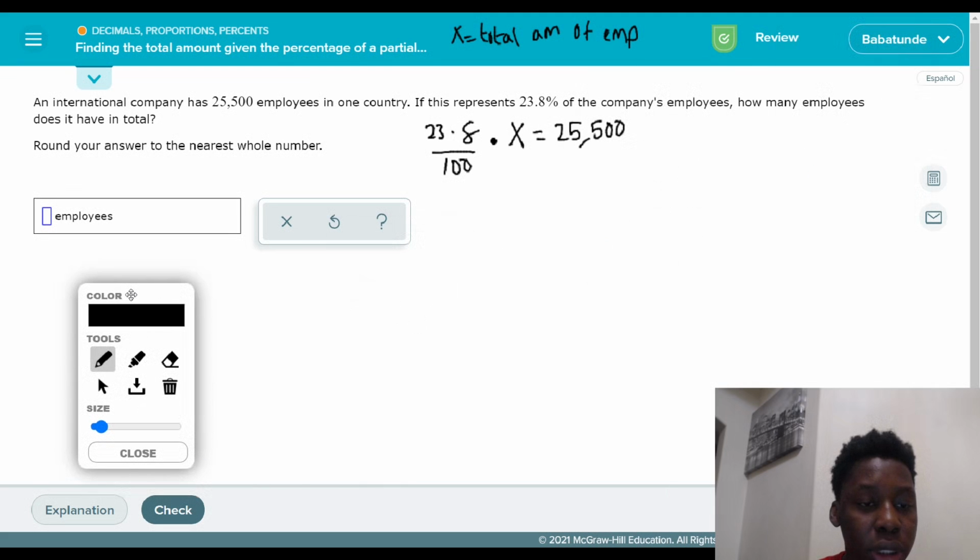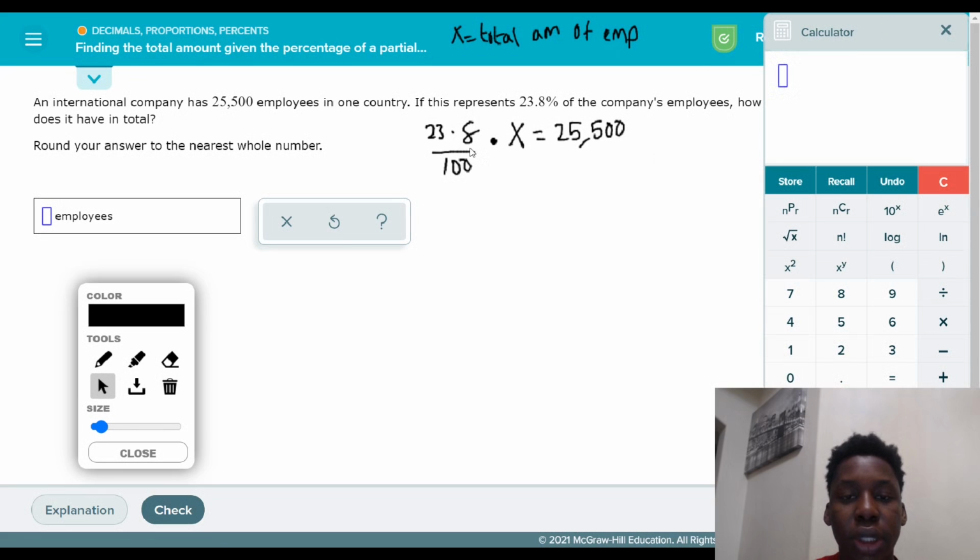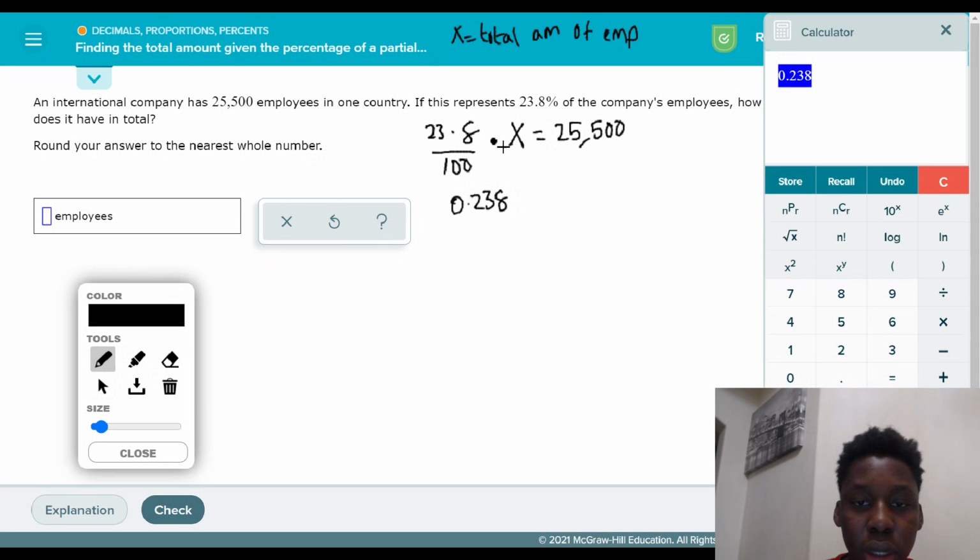Let's pull up the calculator real quick. We're going to use the calculator to solve this first. So this is 23.8 divided by 100, which equals 0.238. So we got that. 0.238 times x equals 0.238x. So 0.238x equals 25,500. And so for us to find x, we have to divide both sides by 0.238.